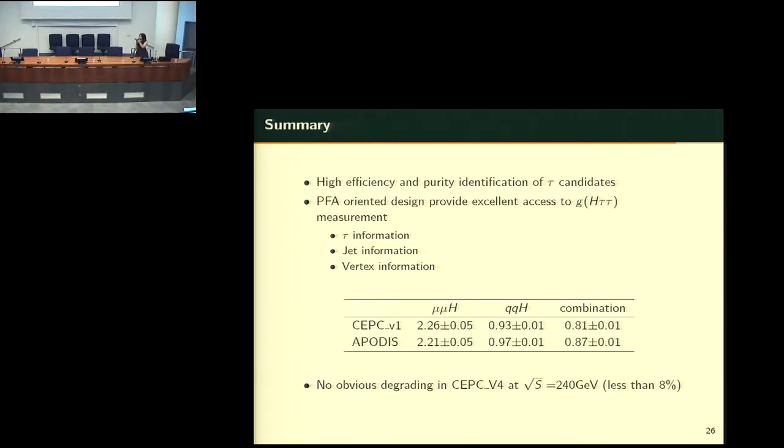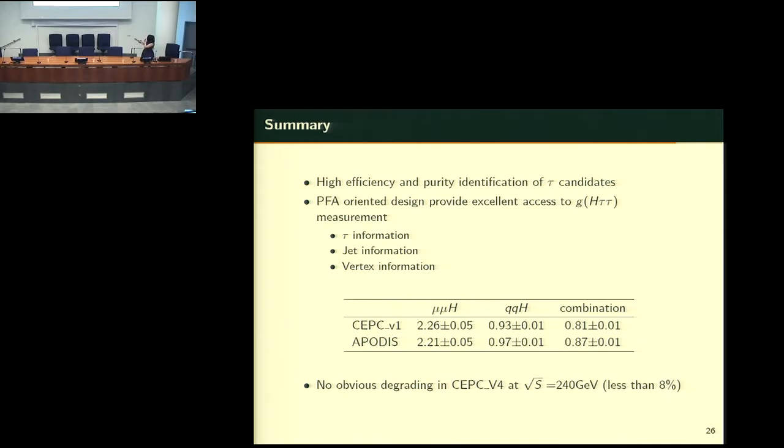And here comes my summary. I'm on time, I think. In one word, we have defined a tau finding algorithm with high efficiency and purity. And thanks to our PFA-oriented detector, we can use the QQ system information, and also we can use the impact parameter from the vertex detector to get a better accuracy.